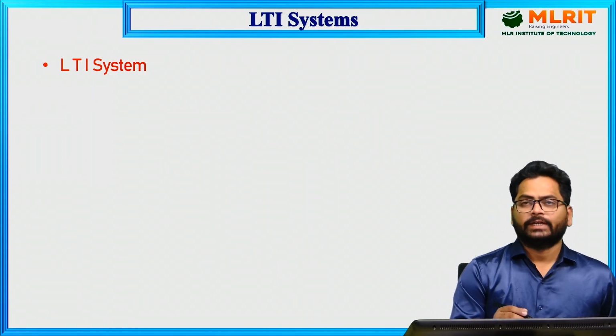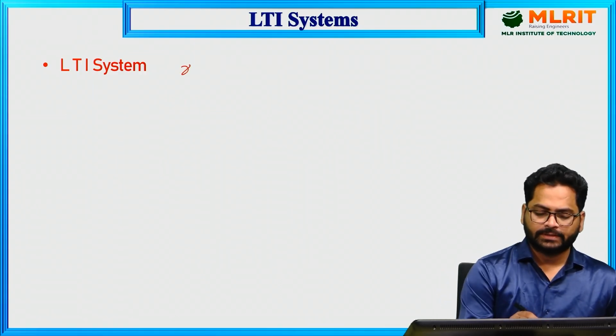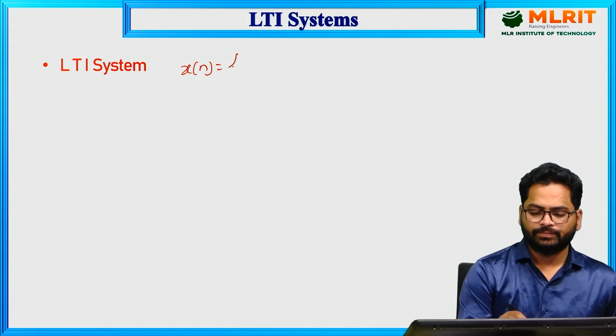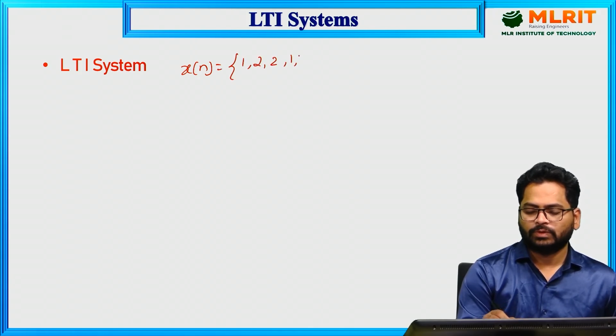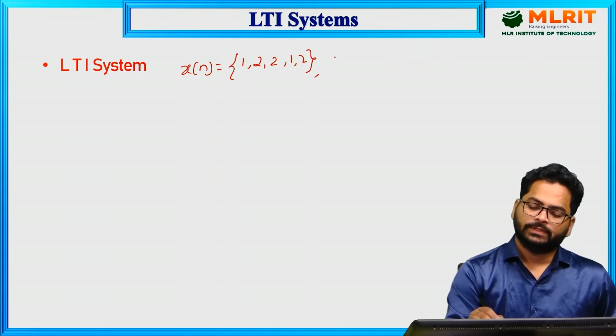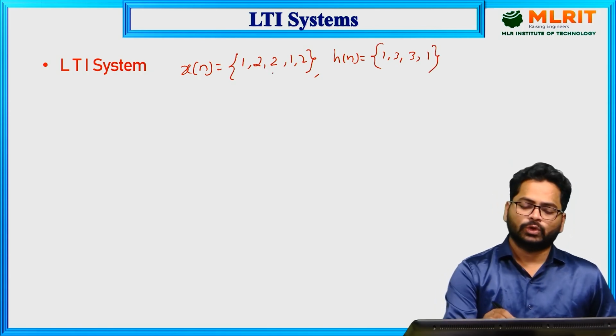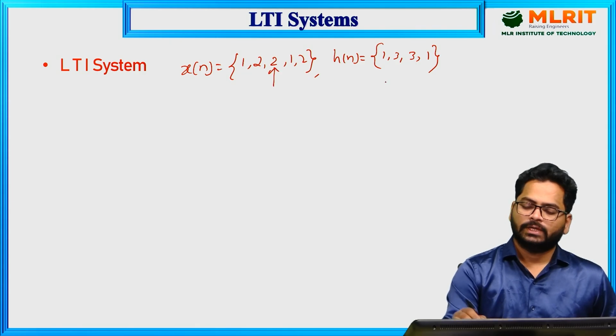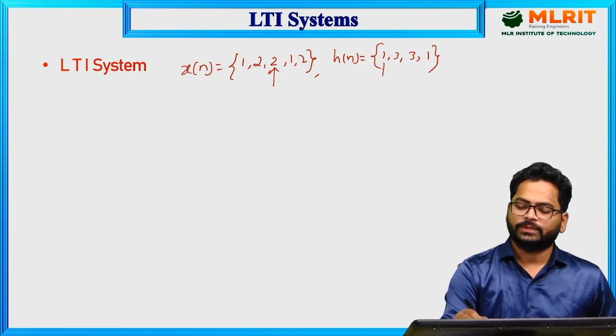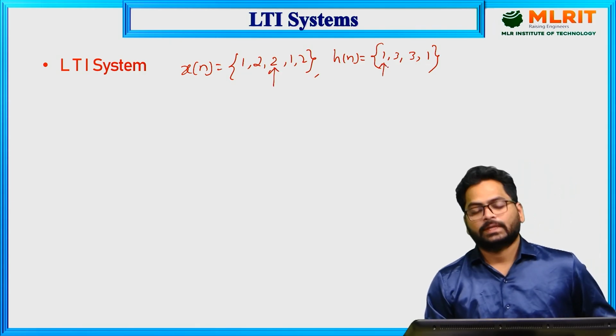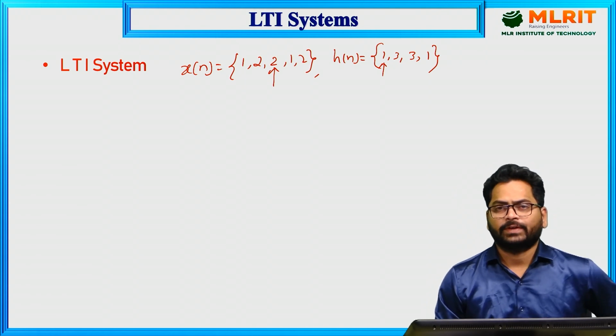So to better understand, I will do one more thing. I will take one more example. Suppose x of n is equal to 1, 2, 2, 1, 2, and h of n is equal to 1, 3, 3, 1. So this is my signal, and its 0th location is here, it is 2, and its 0th location is this one. So what is the resultant signal, the convolution of x of n and h of n?